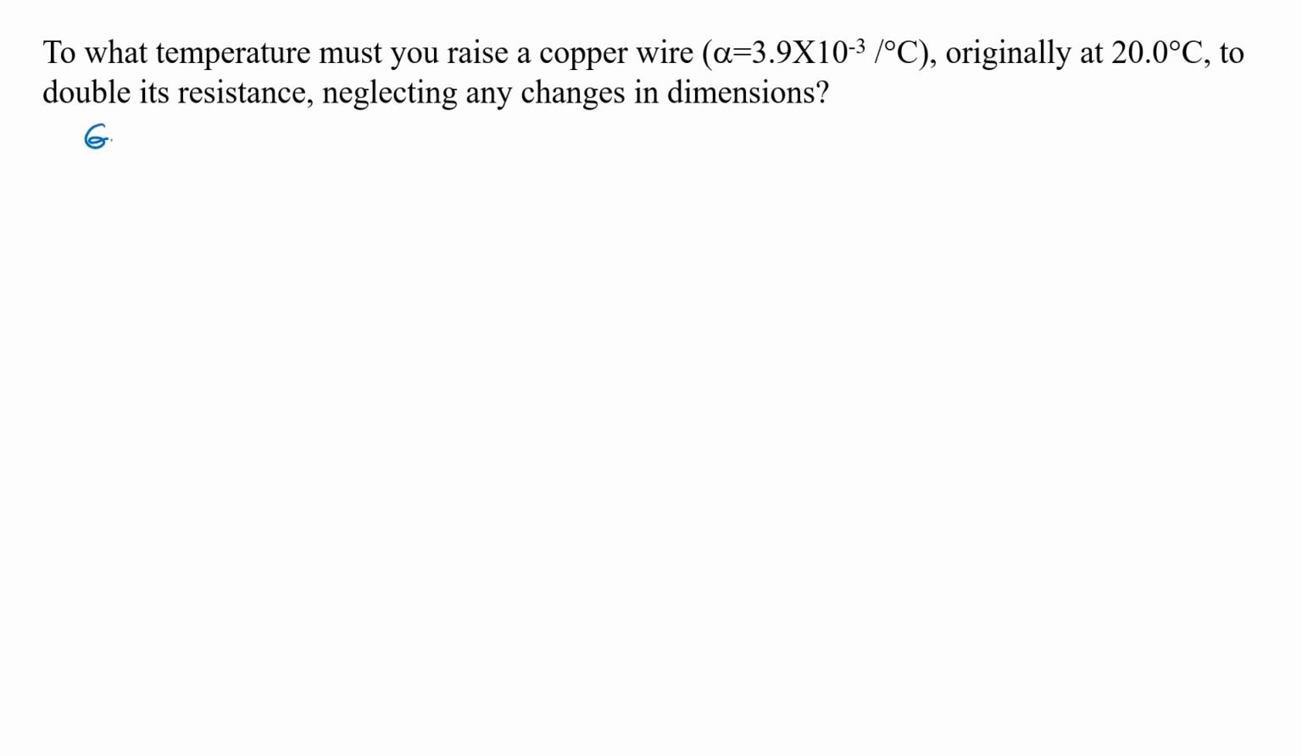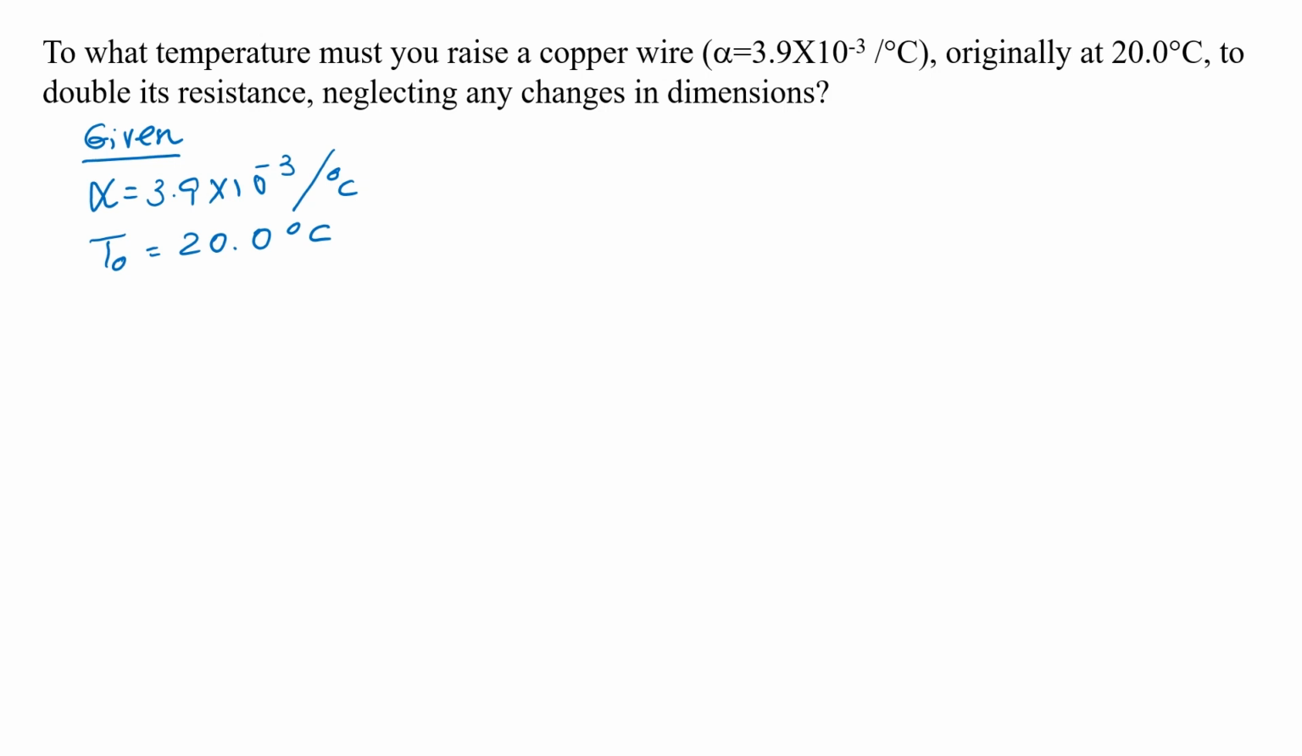Alright, given the temperature coefficient of resistance, alpha, that's equal to 3.9 times 10 to the power of negative 3 per degree Celsius. And the original temperature is 20.0 degrees Celsius. And at this temperature, the resistance is R0.